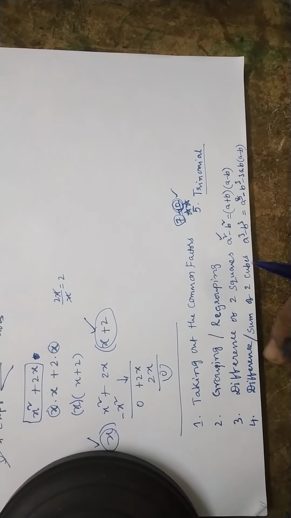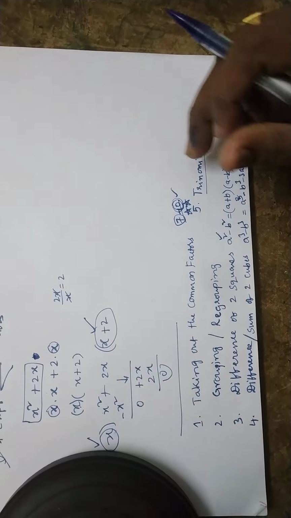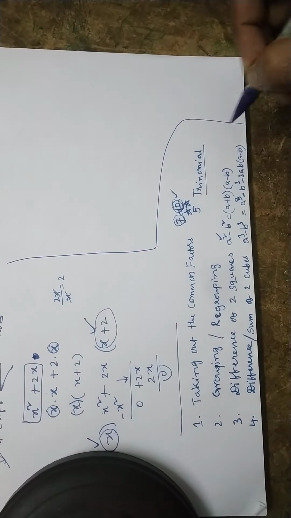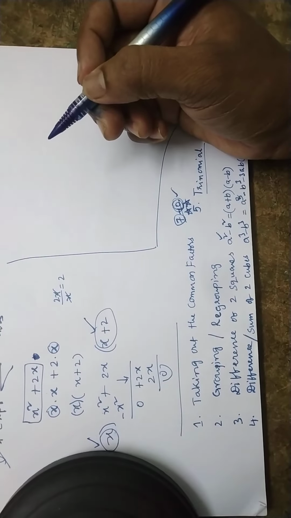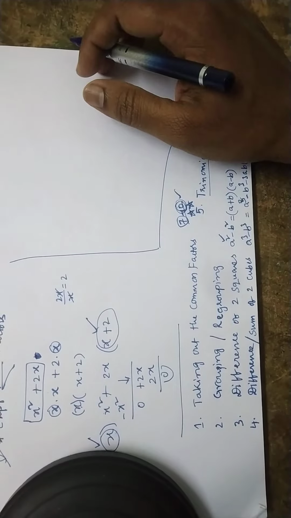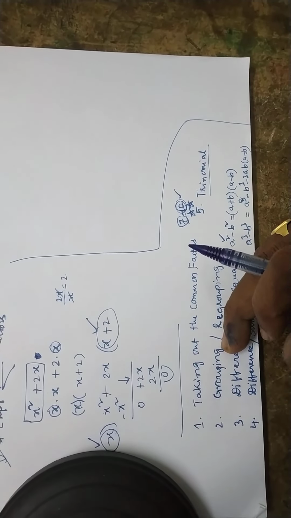Now we understood the definition, we understood how many types of factorization we have, how many ways we can factorize a given algebraic expression. Now come to when we can apply taking out the common factors, and when grouping or regrouping happens.